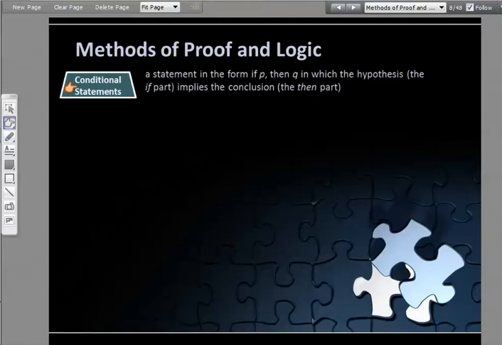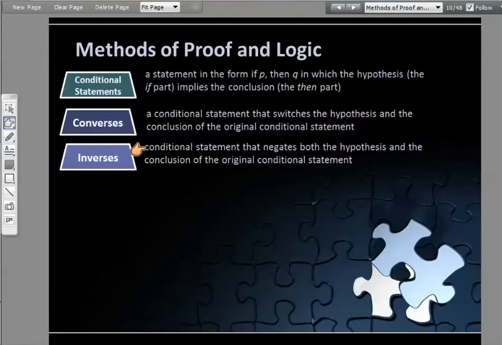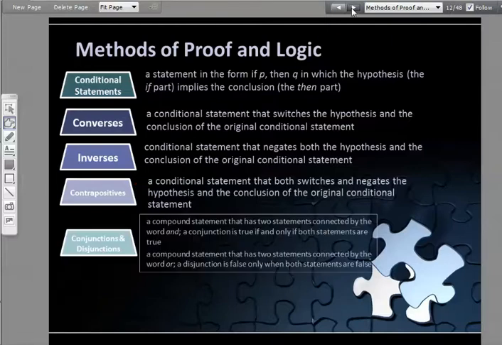Conditional statements. A statement in the form if P, then Q, in which the hypothesis, the if part, implies the conclusion, the then part. You have your converse, which is a conditional statement that switches the hypothesis and conclusion of the original conditional statement. An inverse is a conditional statement that negates both the hypothesis and the conclusion of the original conditional statement. A contrapositive, I almost forgot to say that, is a conditional statement that switches and negates the hypothesis and the conclusion of the original conditional statement.